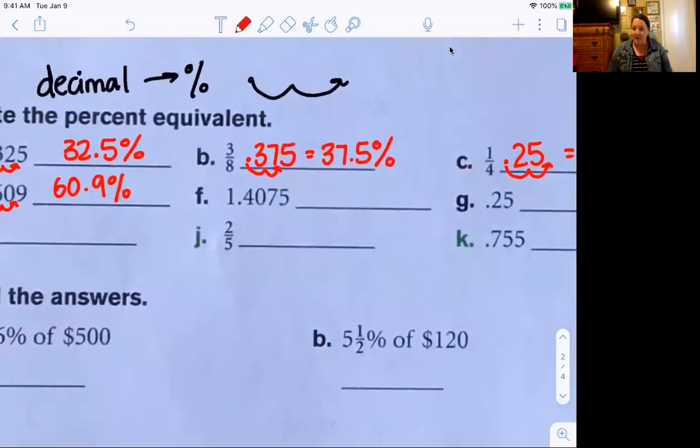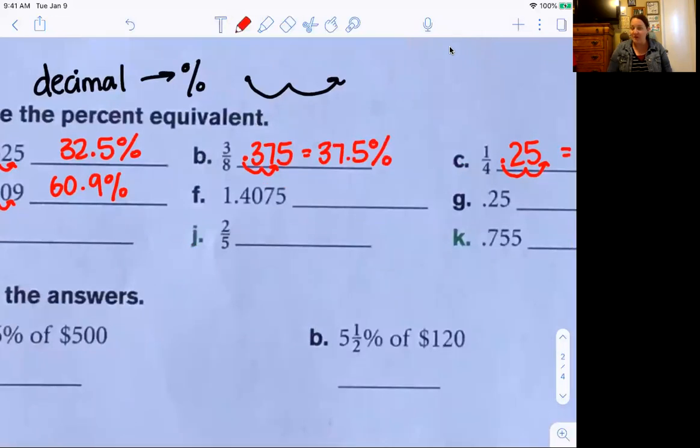Letter F. We have a decimal. It looks weird, but it's okay. All I got to do is move the decimal. 1, 2, and we get 140.75%.